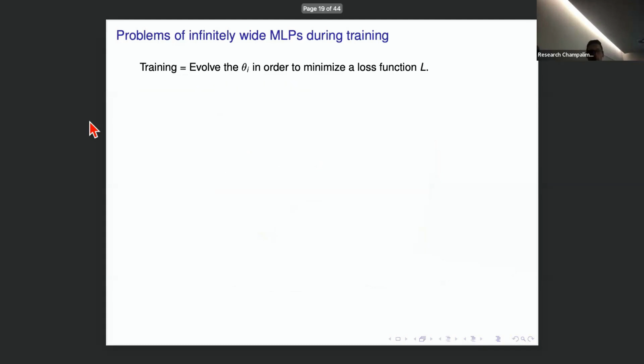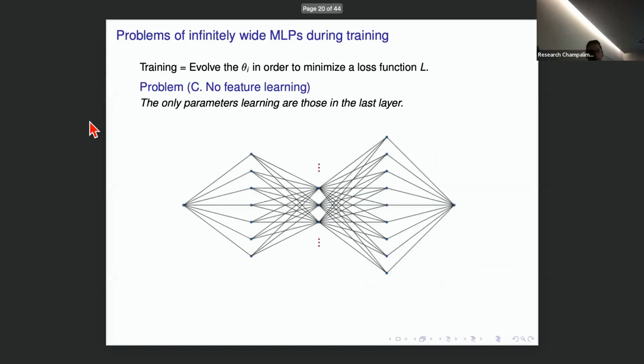So the next problem that happens in training is that there is no feature learning. So here I've depicted a multilayer perceptron with several hidden layers, and now we are going to make the layers go infinitely large. That's what those three dots up and down mean. Suppose we continue this up and down. And this problem, we call it no feature learning. That's how it is referred to in the literature.